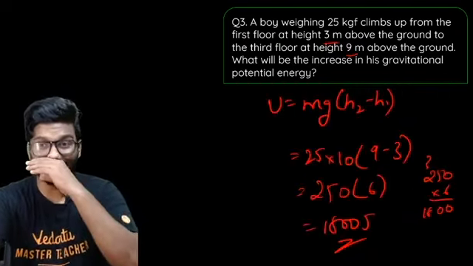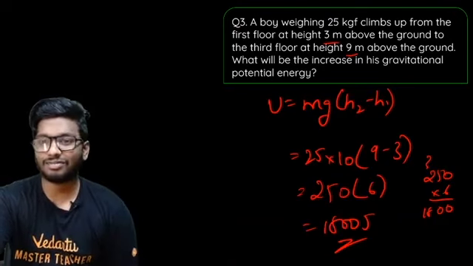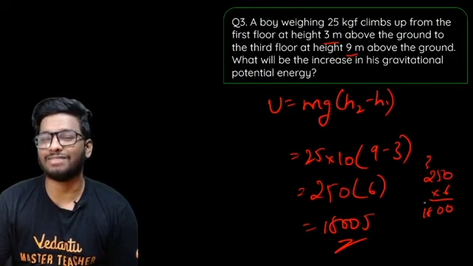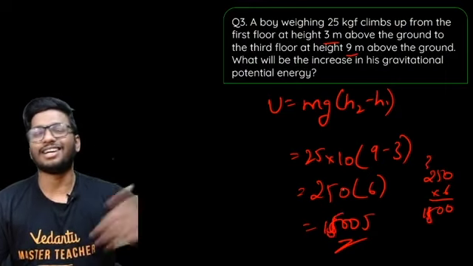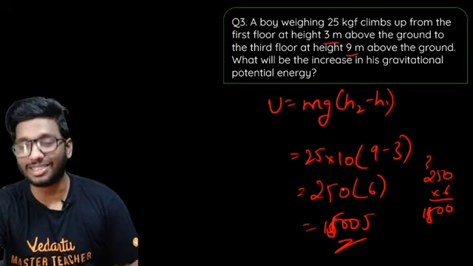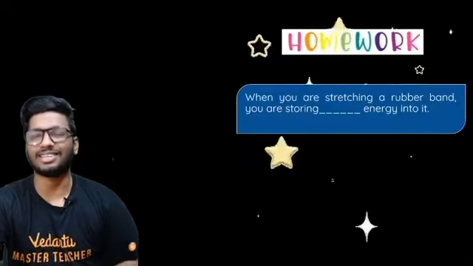Sorry, did I make any calculation mistake? 5 sixes are 30, 2 sixes are 12, plus 3, right? It's 15. Sorry, guys, simple calculation mistake. So yeah, you'll get the answer as 1,500 joules. As simple as that. That is the answer, guys.